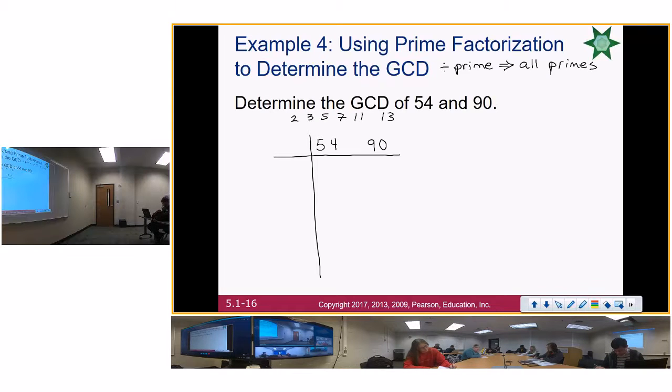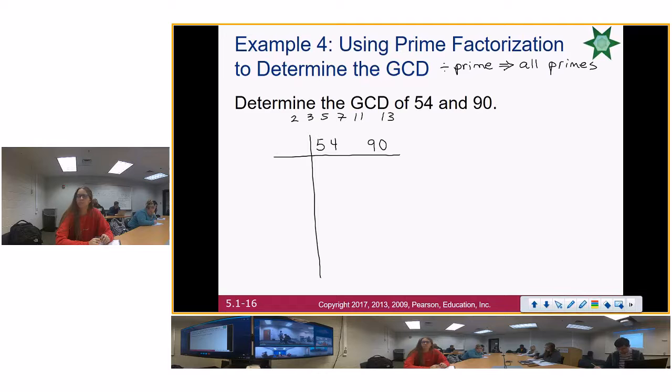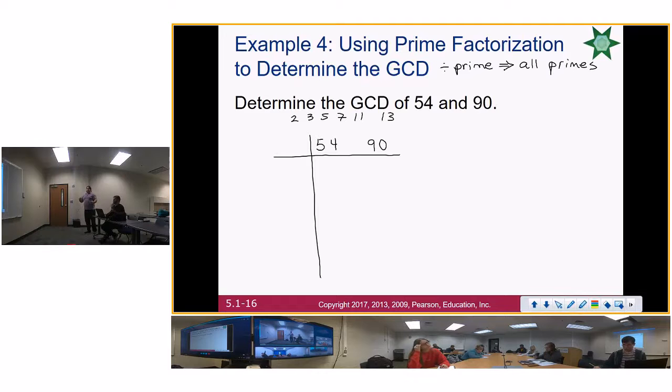Find a number that will go into 2, 3, 5, 7, 11. Which one of those numbers will go into both 54 and 90? Well, what are both of those numbers? They're composite, but what are they? I'm asking y'all, that's not rhetorical. I want y'all to communicate with me.